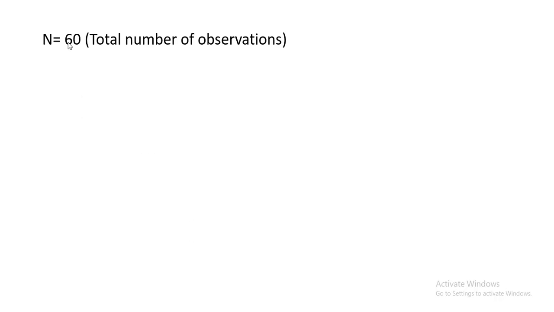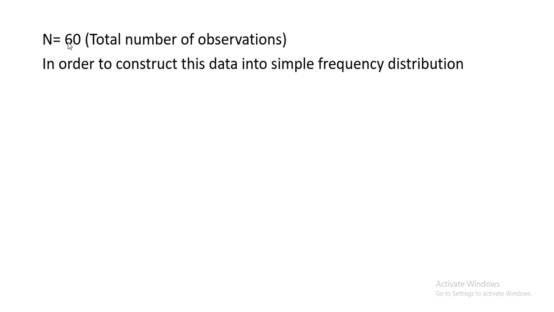First of all, the number of observations given is 60. In order to construct this data into a simple frequency distribution, we will find its range, because we might end up constructing a grouped distribution as well. But why are we constructing a simple frequency distribution? That we will come to know by calculating its range.